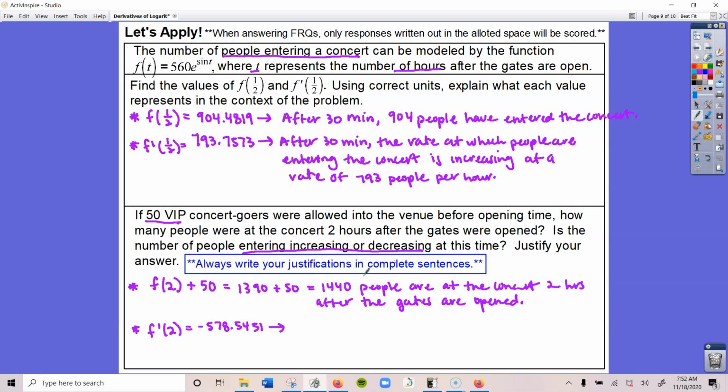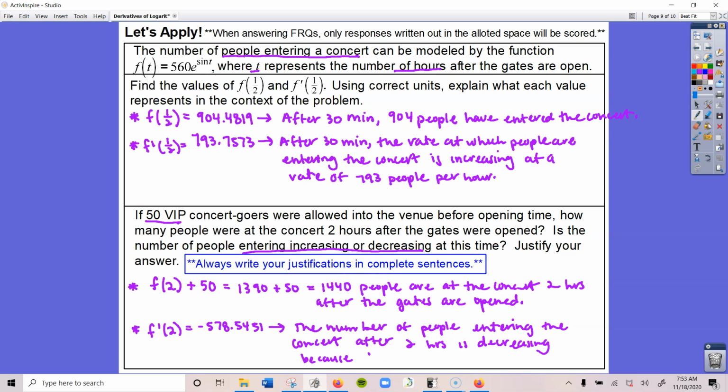Now what this means, we're just going to answer the question: the number of people entering the concert after 2 hours is decreasing because f prime of 2 is less than 0. Let's look at another FRQ.